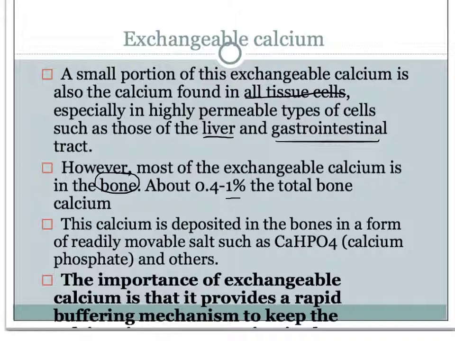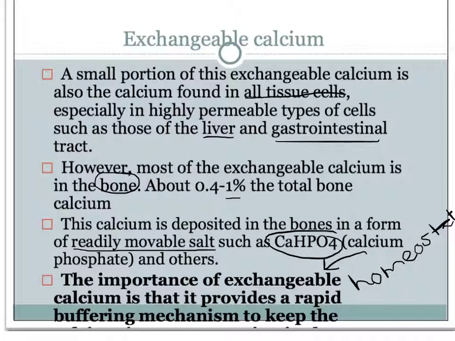The whole overall importance of exchangeable calcium is that it provides a rapid buffering mechanism to keep calcium ion concentration in the extracellular fluid from rising to excessive levels or falling. Basically, the entire importance of this, and you can see it when I post the actual PowerPoint when I'm not talking through it, is to maintain that homeostatic balance. That's what I want you to know. It's worded funny, but that's the actual definition. The type of calcium, a readily movable salt, is going to be your calcium phosphate and a few others, but this is going to be your main one.